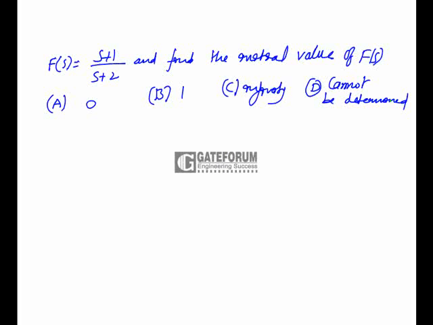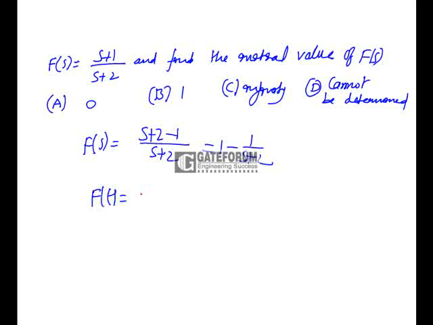This is equal to s plus 1 by s plus 2. We have to find the initial value of f of s. Okay. Now, what is f of s here? I can write this as s plus 2 minus 1 by s plus 2. So this is equal to 1 minus 1 by s plus 2. Now, what is f of t? F of t is equal to delta of t minus e power minus t.